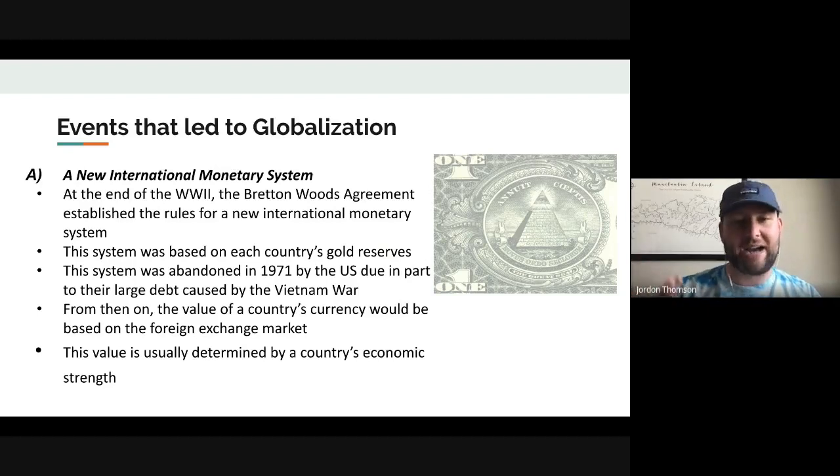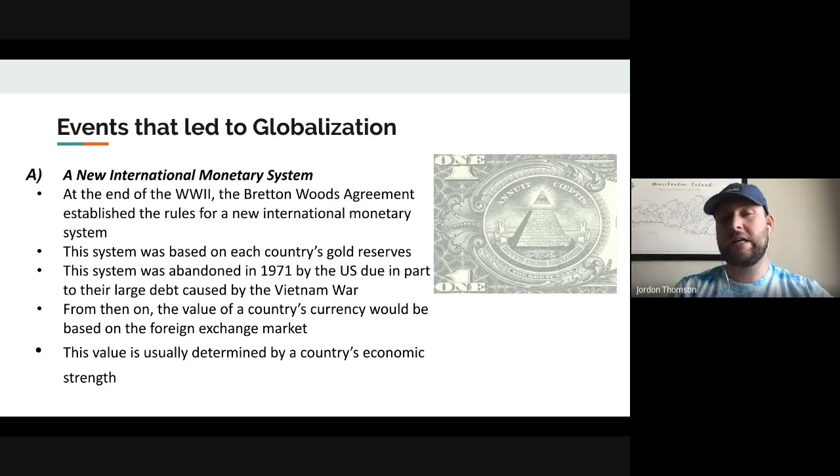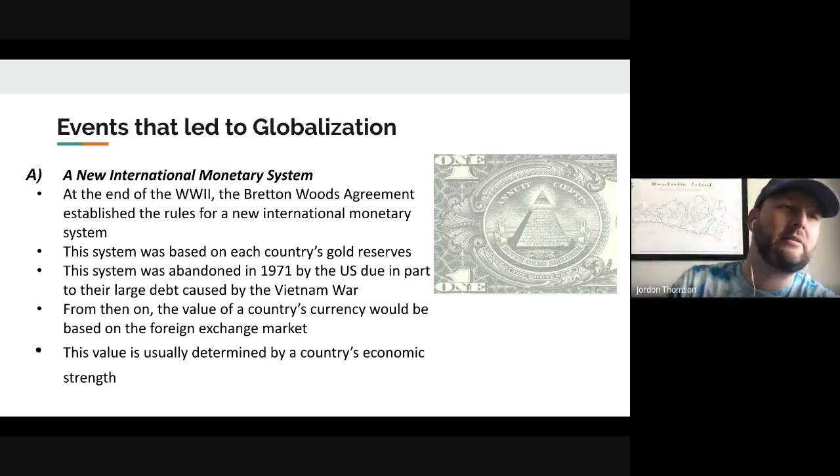It was actual gold bars, physical gold that your country had, and that's what you could trade with. The system was abandoned in 1971 by the US, due in part to their large debt caused by the Vietnam War. From then on, the value of a country's currency would be based on the foreign exchange market, so what it was worth in other countries. This value is usually determined by a country's economic strength. So some of the most valuable currencies in the world are American dollars, the euro is also worth a lot of money, and Swiss francs.